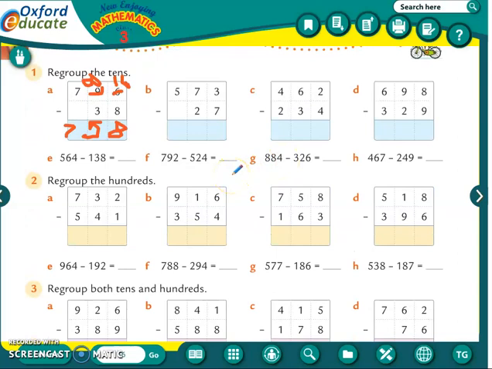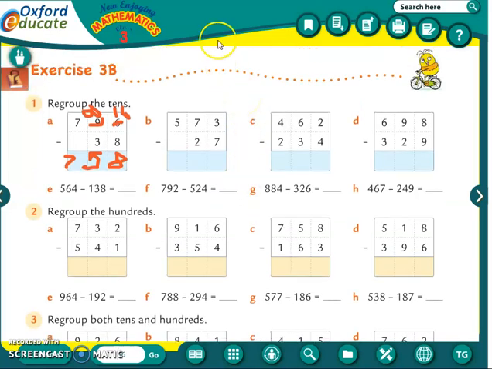This is a subtraction sum, and this is practice for you. So you have to do it by yourself, try to do it by yourself. If you have any doubt you can ask your parents, and even if you want to ask me, we will meet on Monday. Okay, so for today that is your homework. You have to do it in the textbook only.